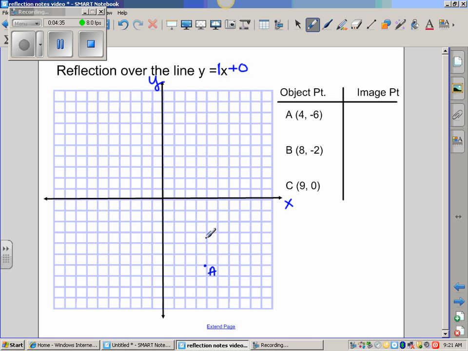You're just going to count as you go. Negative as a y value means go down. Start back at the origin. 8. 1, 2, 3, 4, 5, 6, 7, 8. Negative 2 means fall 2.